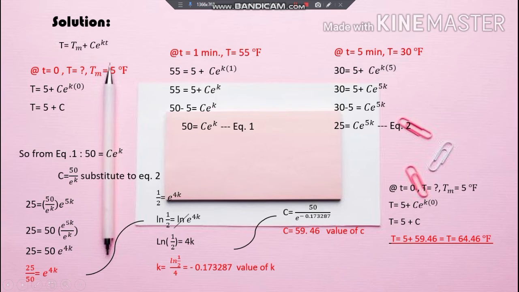Now this is the final one. So T is equal to 5 plus c, because we have our value of c now, which is 59.46. So T is equal to 5 plus 59.46. So this is equal to our T now, or the final answer, which is 64.46 Fahrenheit. So this is the final answer.